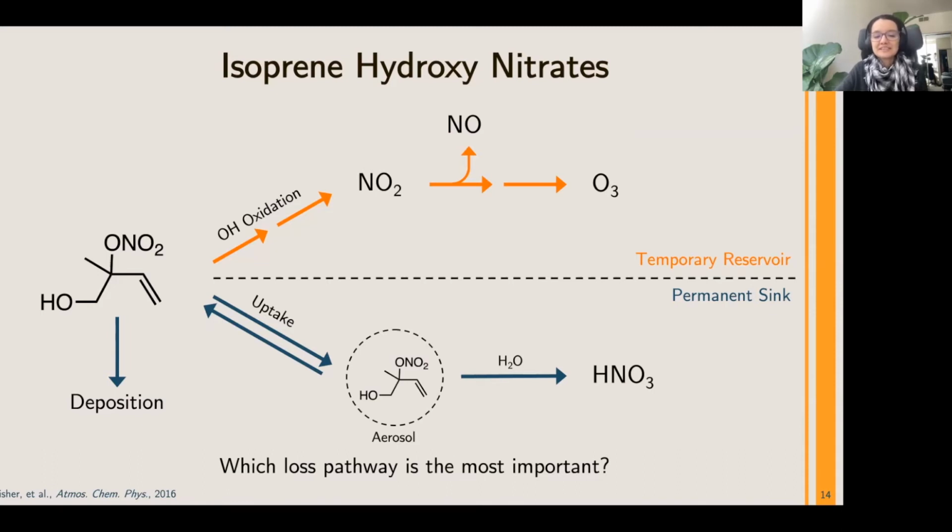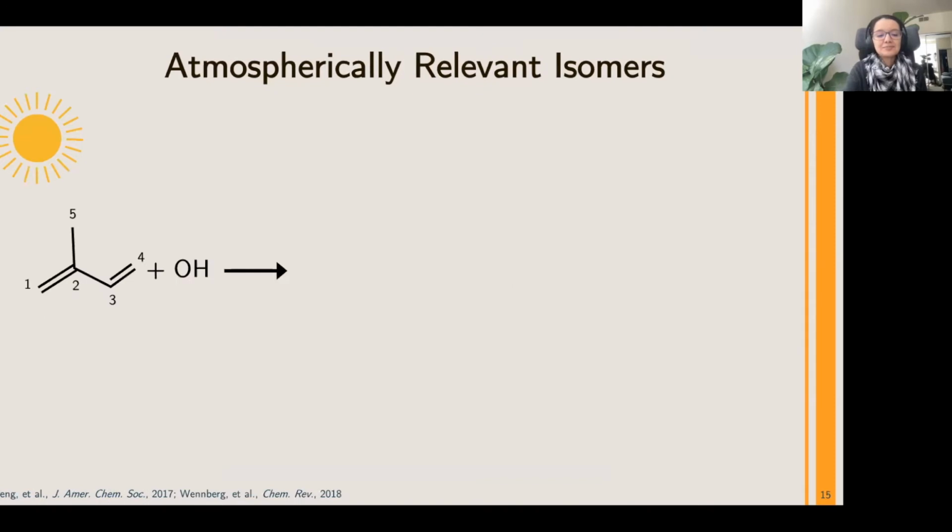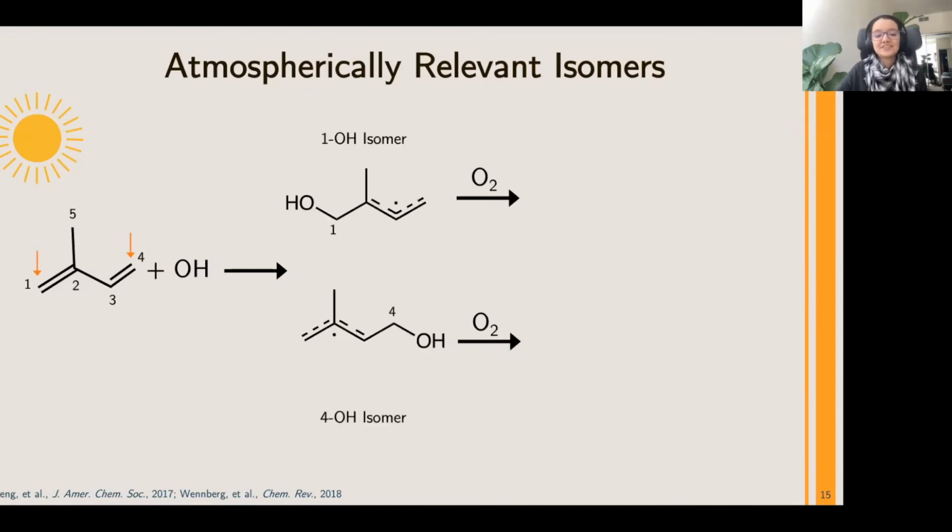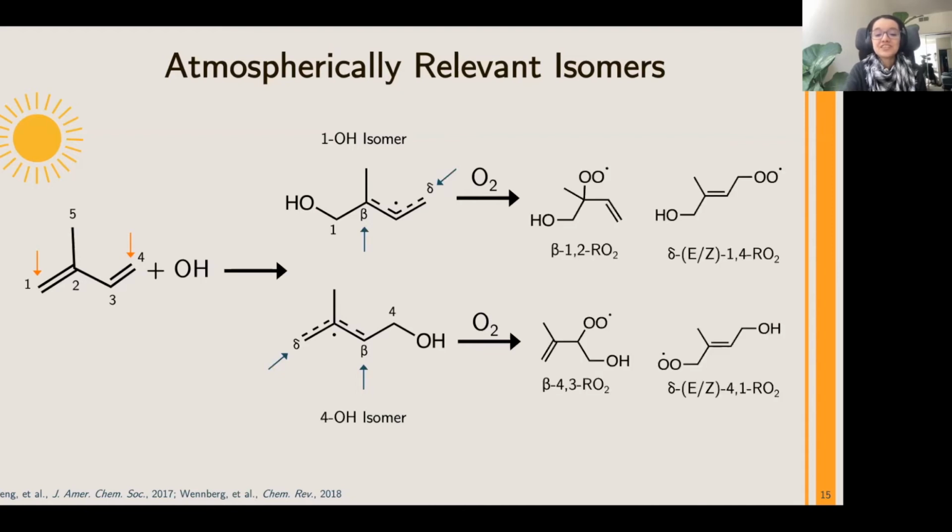Unfortunately, it's not really that simple, and that's all because isoprene is an asymmetric molecule with two double bonds in which OH can add across either of them. Specifically in the atmosphere, OH can add to either the 1 or 4 positions, after which oxygen can add either beta or gamma to this OH group. And this means that the peroxy radical is actually made up of several different isomers, 6 to be exact, the 4 shown on the screen, with the isomers to the rightmost side of the screen having both E and Z configurations.